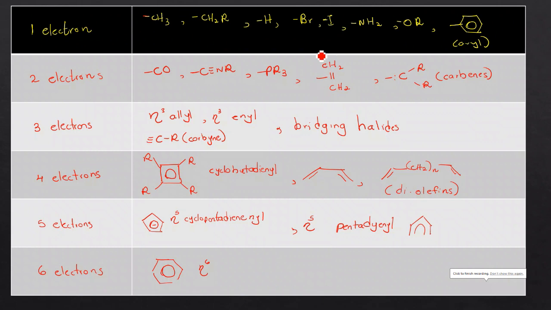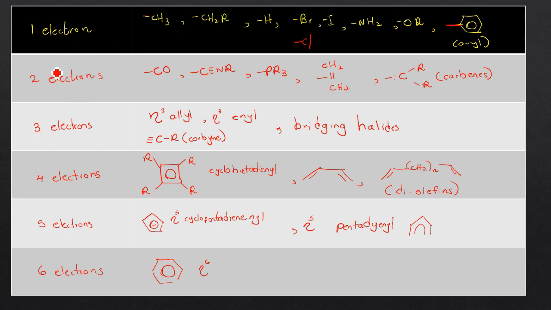Here I have shown you the diagrams of how each ligand can contribute to our metal center by giving electrons. Here we have 1 electron donors, like CH3, CH2R groups, hydride groups, Br, iodide, NH2, OR. The chlorine is also present here. For the benzene ring, don't get complicated: the benzene is connected to our metal center through this bond, not through the 5 electron cloud, just by a sigma bond. That's why we are taking it as a 1 electron donor.